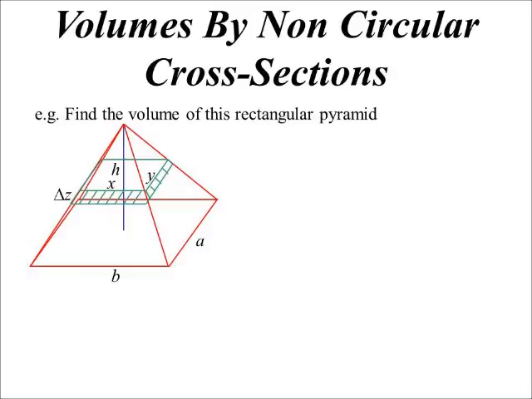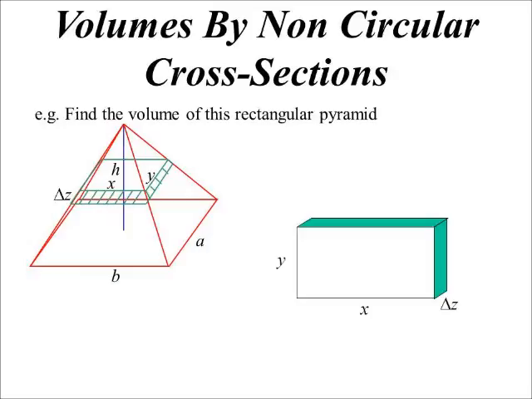So my slice, I'll just redraw it to the side here, is a rectangle. Its thickness is what I'm calling delta z. Its height is y, and its width is x. So my area function would be xy. However, I need it in terms of z. So I need to come up with a couple of formulas, one for x, one for y.